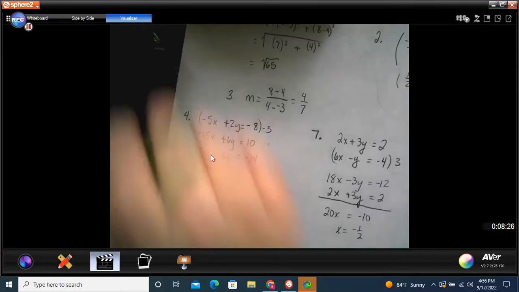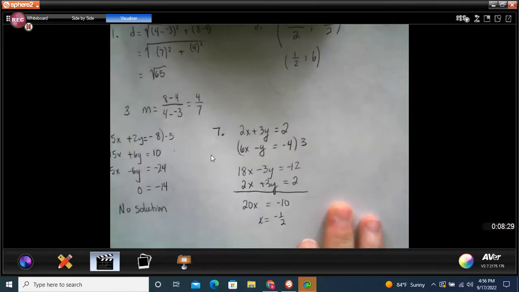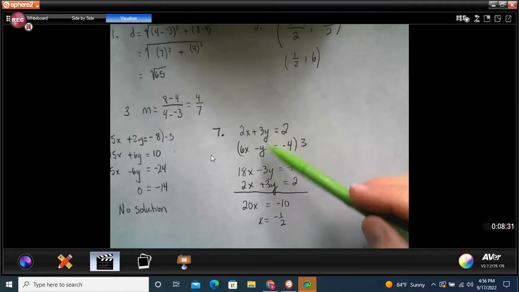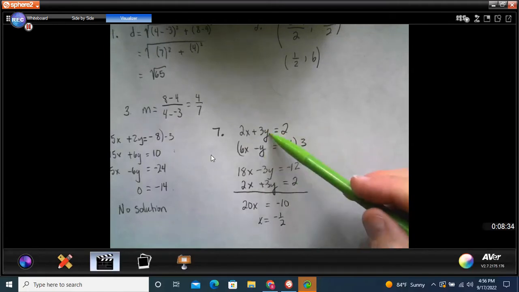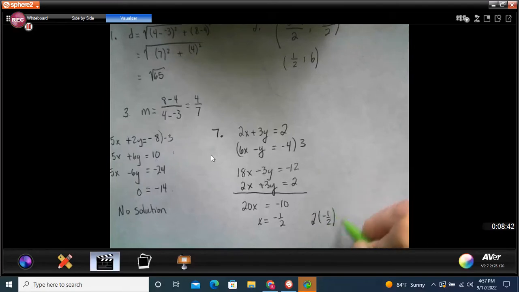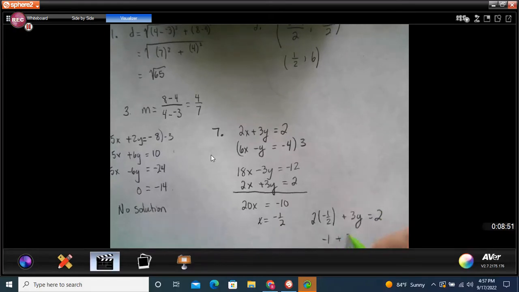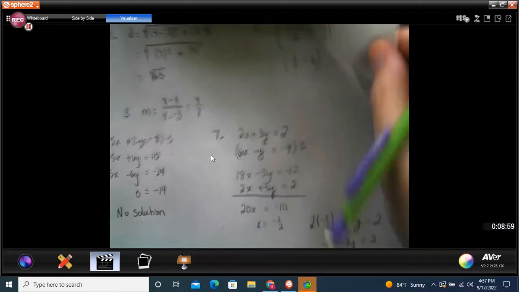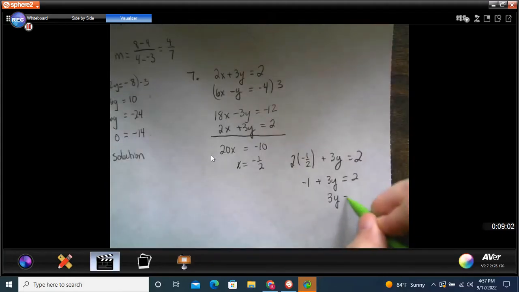Okay. And then what I want to do is plug that into either one of these equations. And I'm actually going to go to this top equation. There's no negatives. The numbers are a little bit smaller. So I'm going to have 2 times negative 1/2 plus 3y equals 2. 2 times negative 1/2 is negative 1 plus 3y equals 2. And then I add 1 to both sides. 3y equals 3. And divide by 3, y is 1.